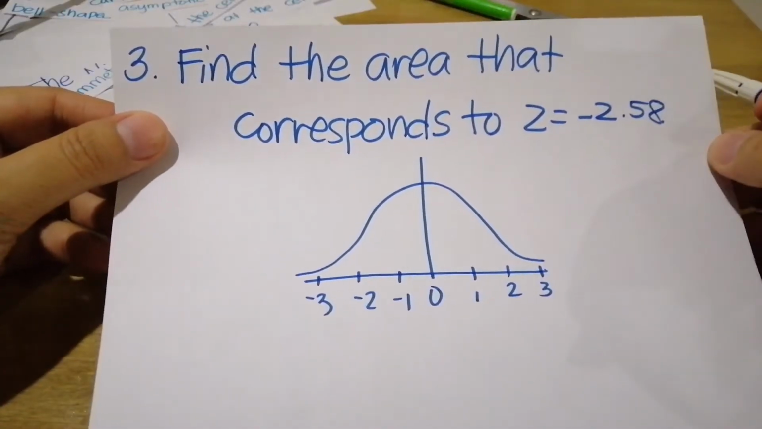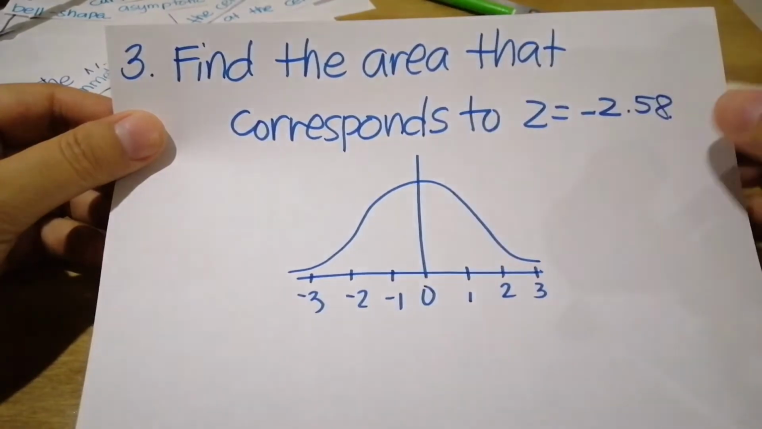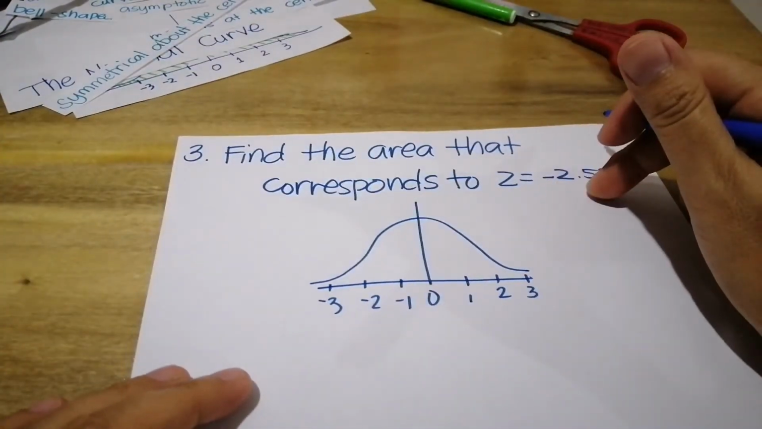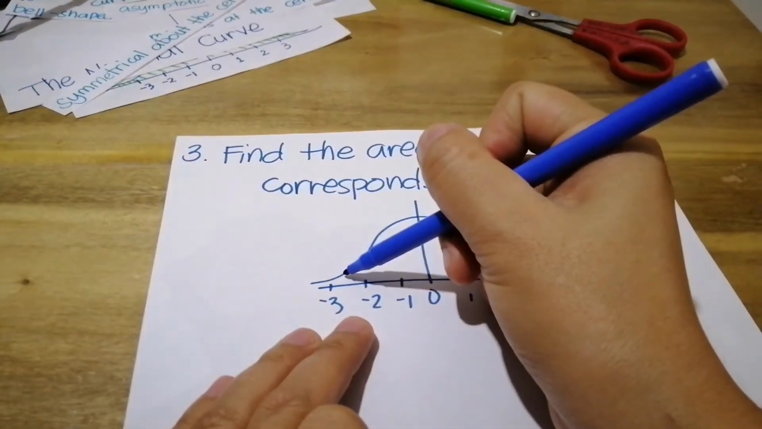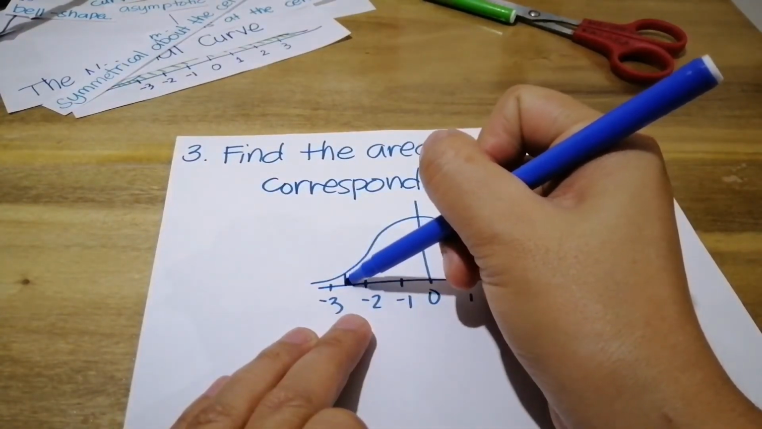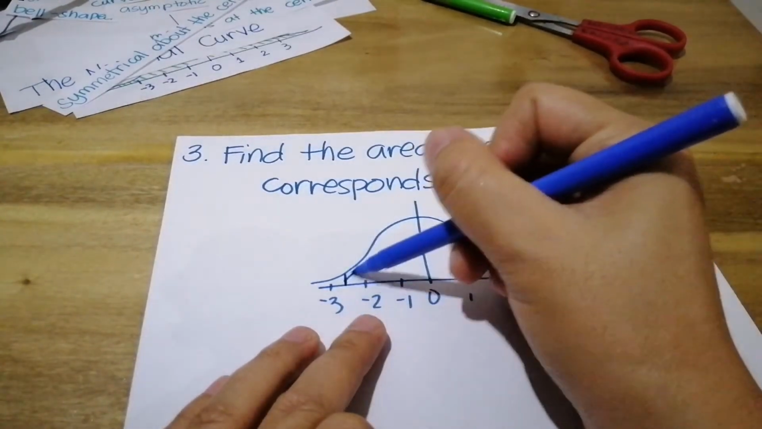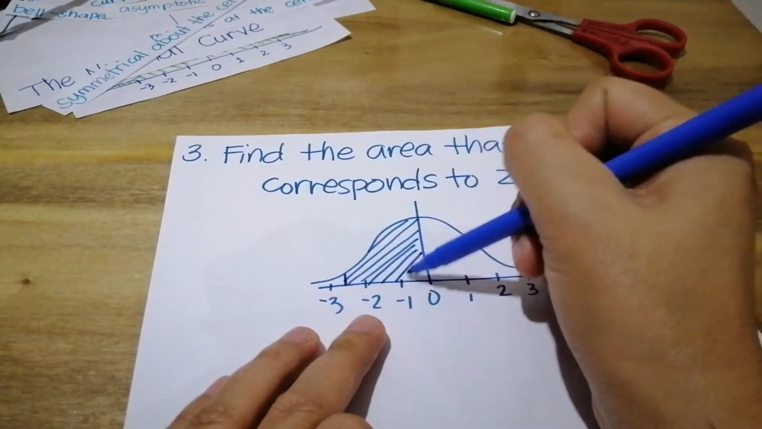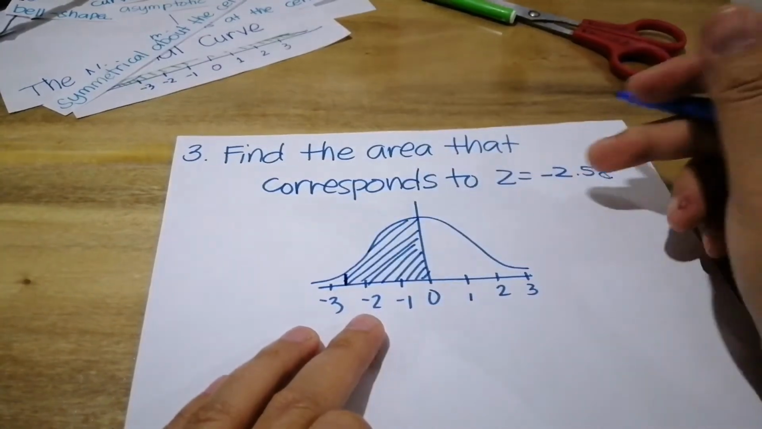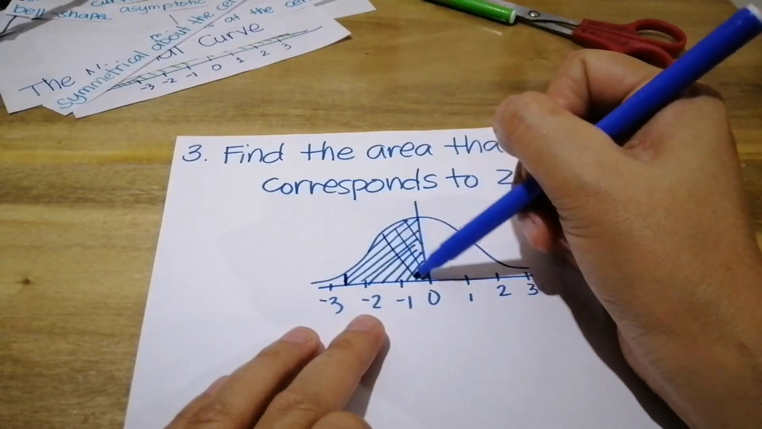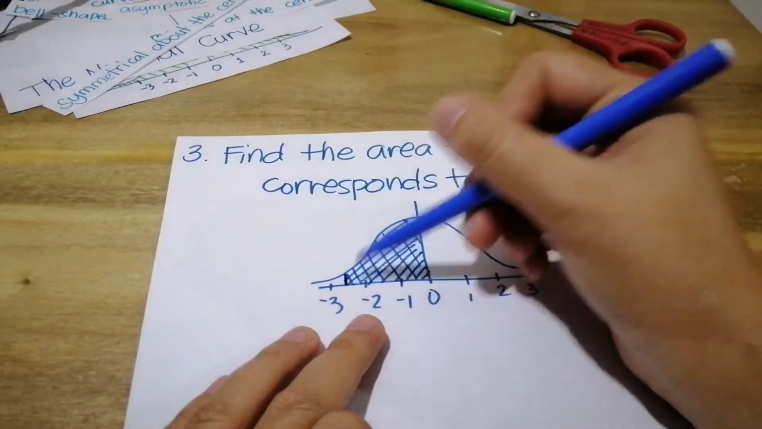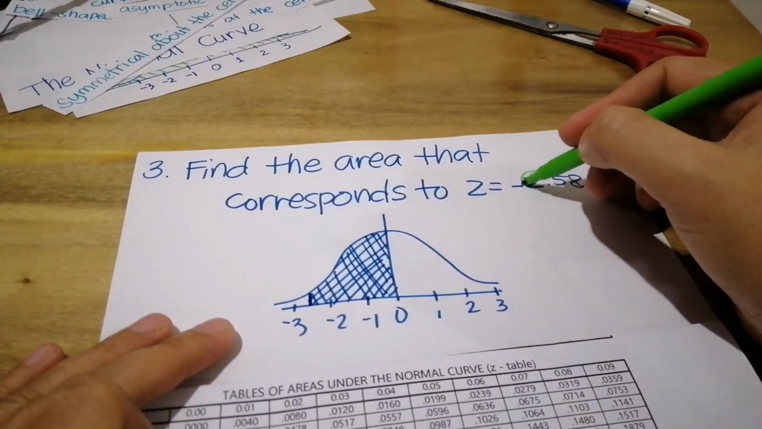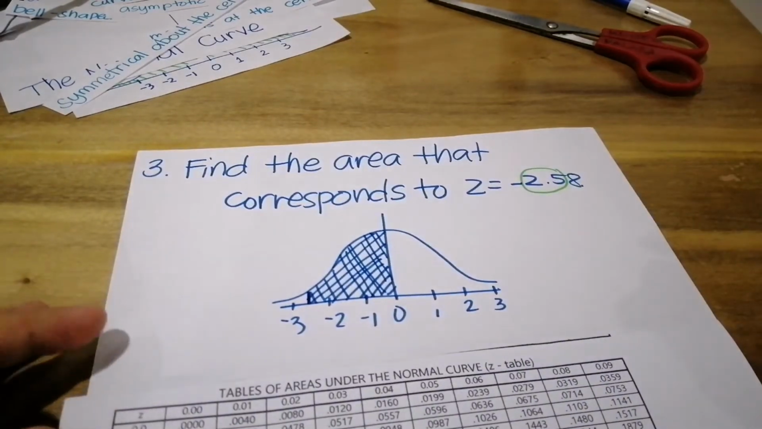Number 3 question. Find the area that corresponds to z equals negative 2.58. So let's find negative 2.58 here, and it's somewhere between negative 2 and negative 3. So let's draw a line, and then let us shade the area between 0 and the line that corresponds to negative 2.58. So this is the required area. The given z-score is negative 2.58, so just ignore the negative in using the table.